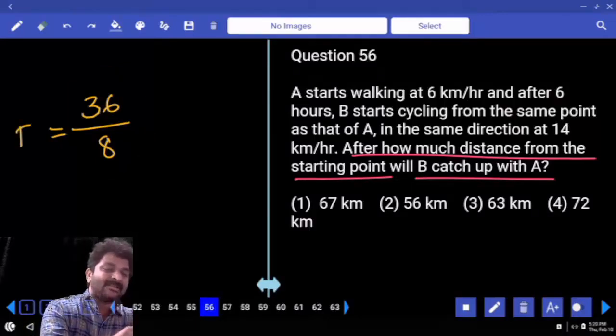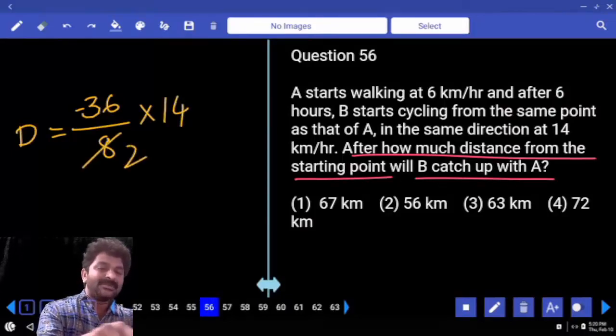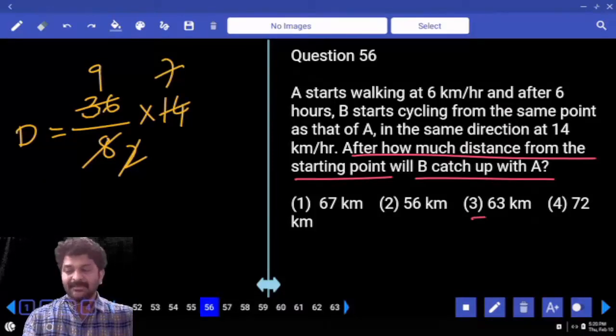So distance is equal to speed into time. This is time and B's speed is 14. 4 2 times, 4 9 times, 2 7 times. 7 into 9, 63.